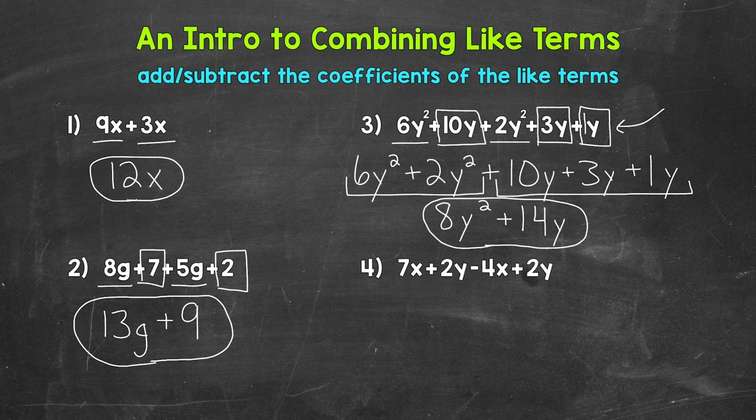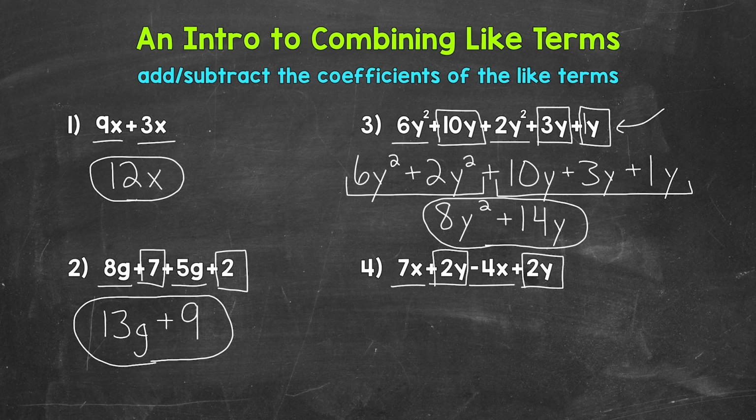Let's move on to number 4, where we have 7x plus 2y minus 4x plus 2y. Let's find any like terms that we can combine. We will start with 7x and negative 4x. Now, when we combine like terms, a term is going to take the sign that's in front of it. So this is negative 4x. Then we have 2y and 2y. So let's box those terms in order to separate them from the x terms.